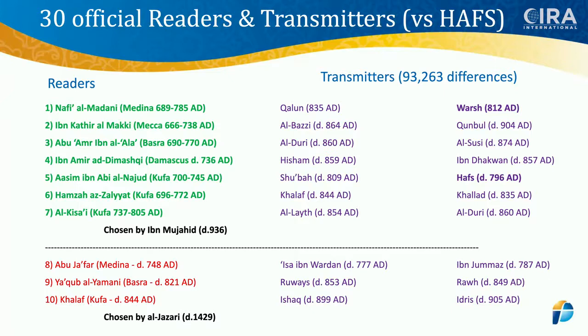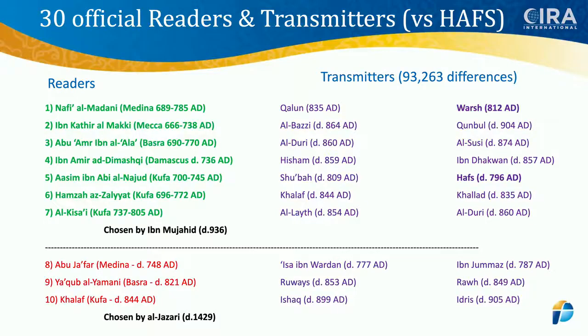Who is the one that chose these? Look and see who chose them. The guy in black right below them, Ibn Mujahid. Absolutely. Now here we need to look at the dates, and we will be putting this on a timeline in other episodes, but just for now to introduce this, take a look at the dates. Nafi died in 785, Ibn Kathir 738, Abu Amr 770, Ibn Amir 736. This is Ibn Amir right here, 736.